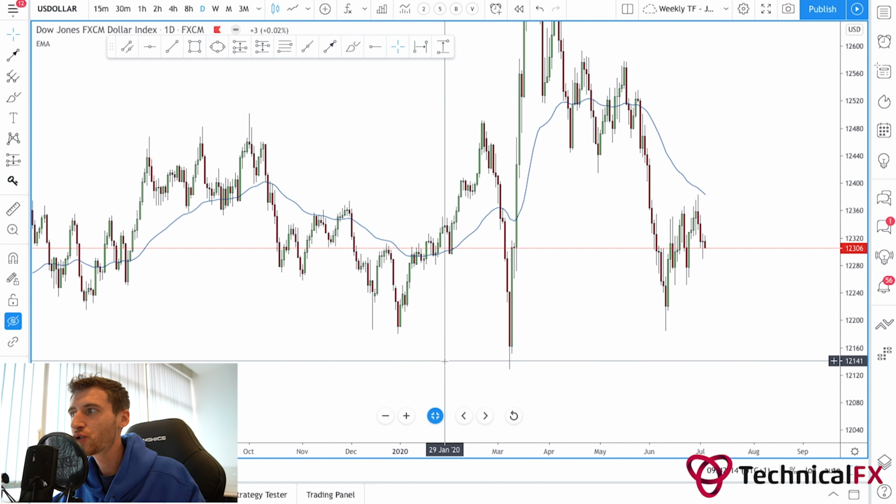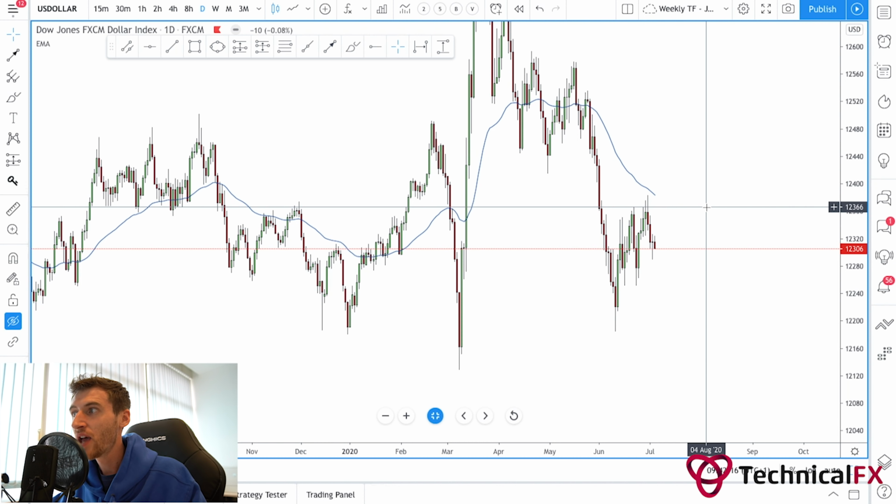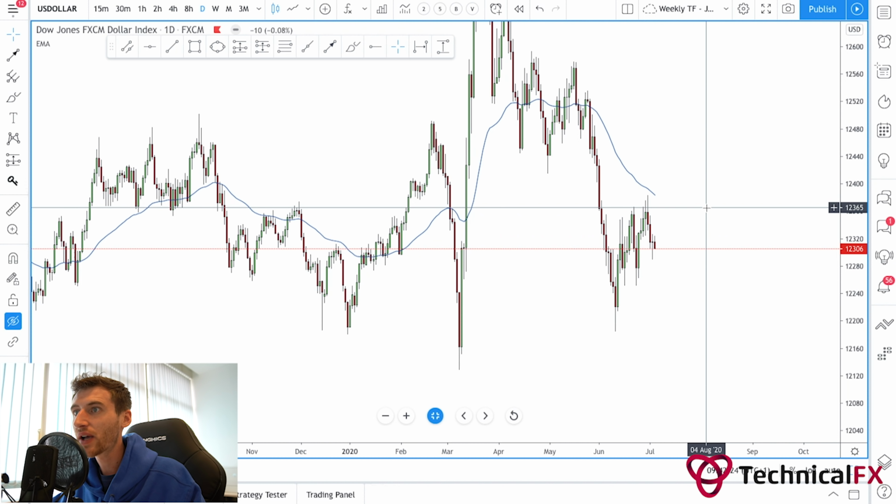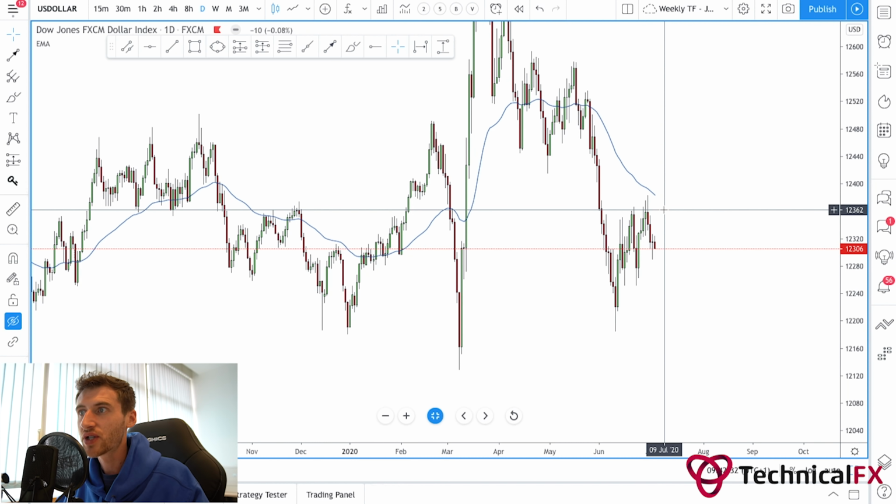However, if we just zoom out and use our crosshair through this region just here, you can see previous resistance, support, support, support, resistance, resistance, and now the market, using the crosshair on a naked chart, has rejected from this region once, twice, three times, most recently here on the daily time frame. This shows us that 12350, 12360 is a very key point in this market where we could see a rejection from.